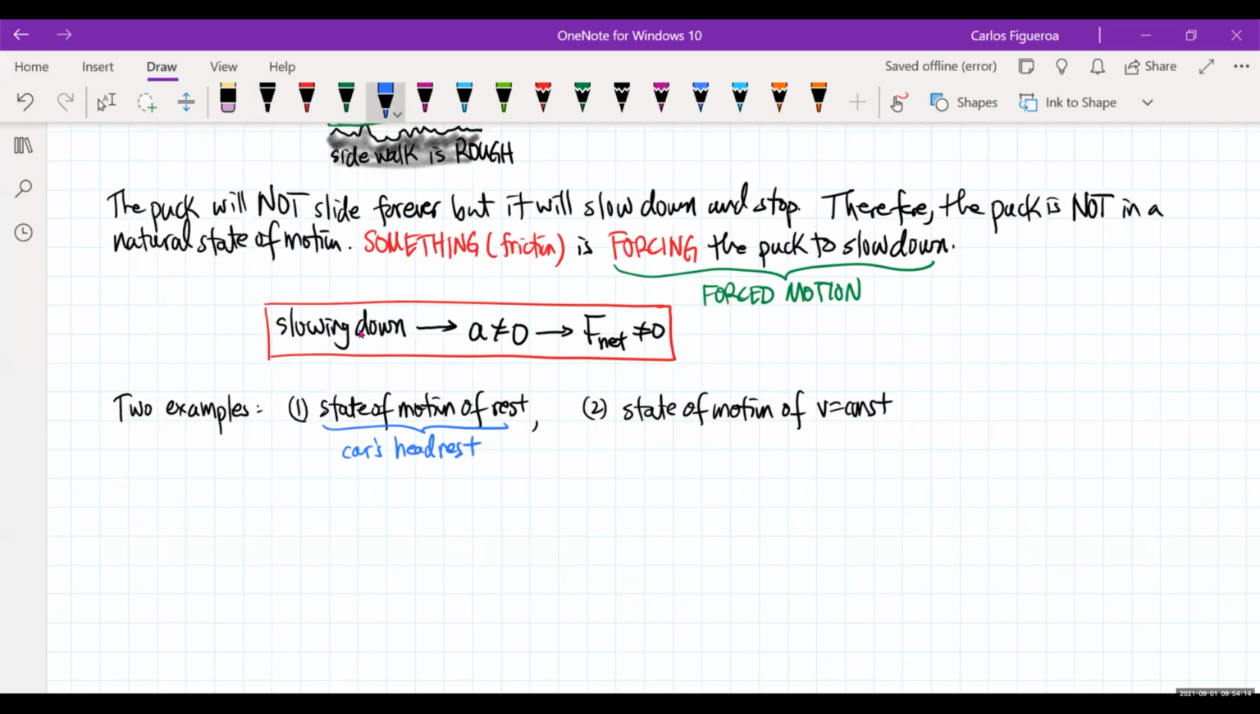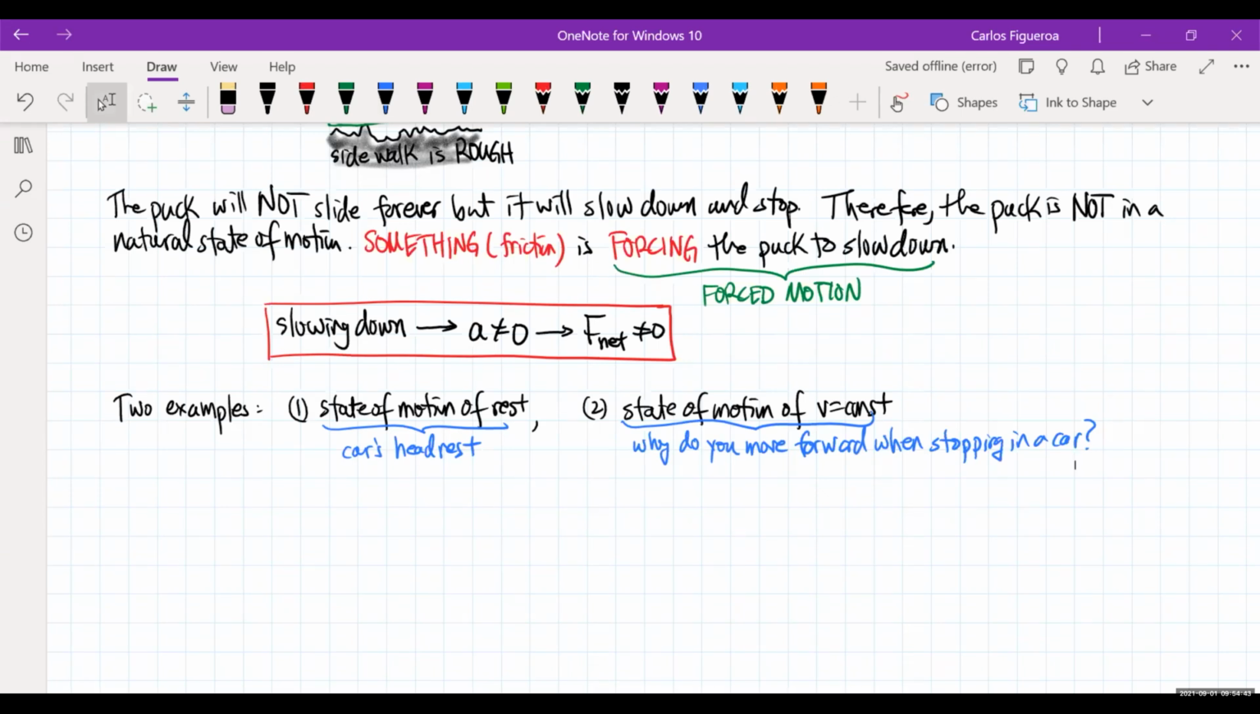And in this situation, we're going to look at why do you move forward when stopping in a car. So we're going to try to answer these questions in terms of Newton's first law.